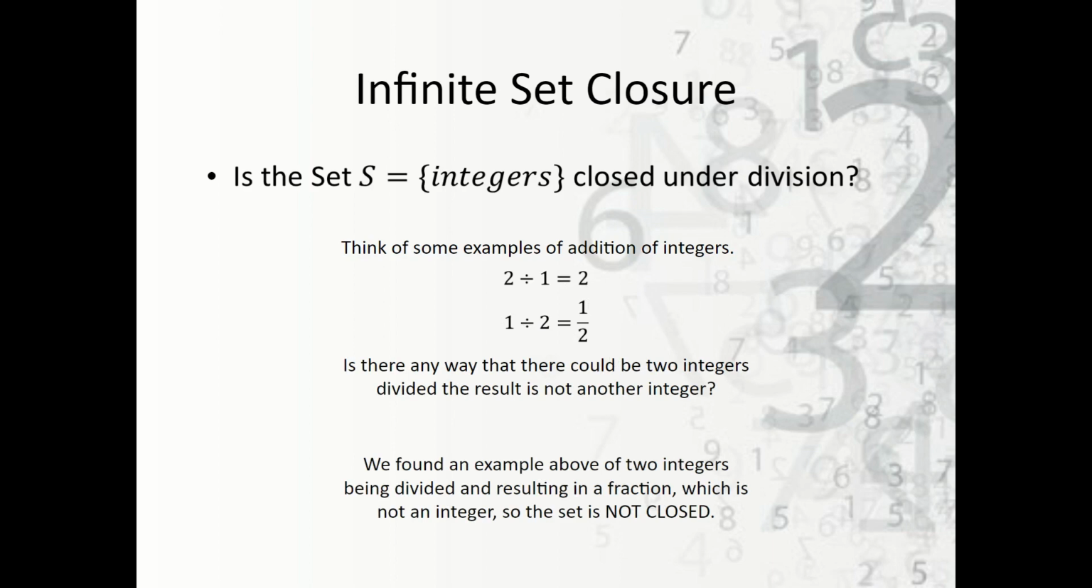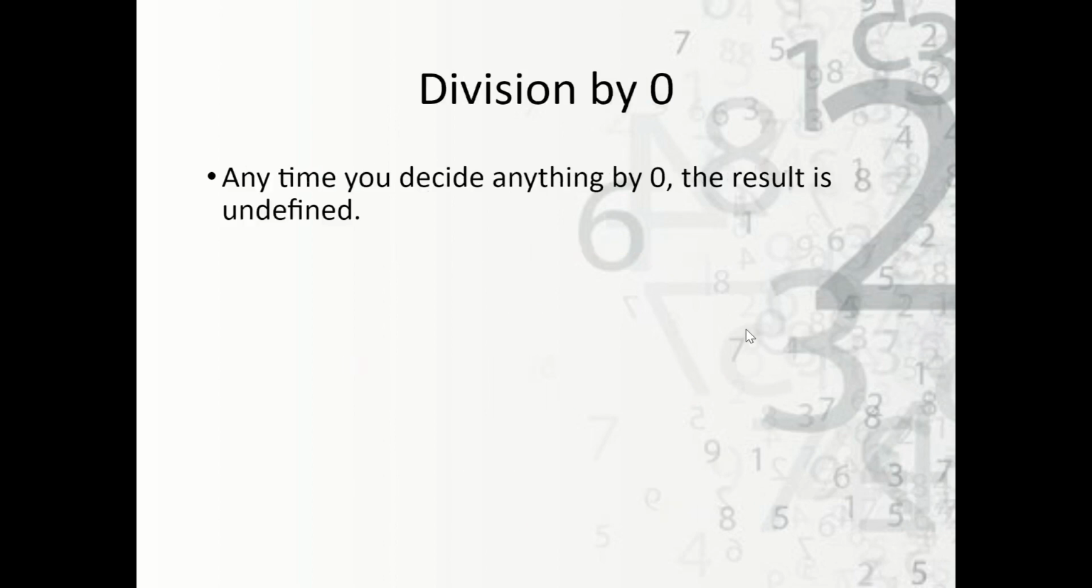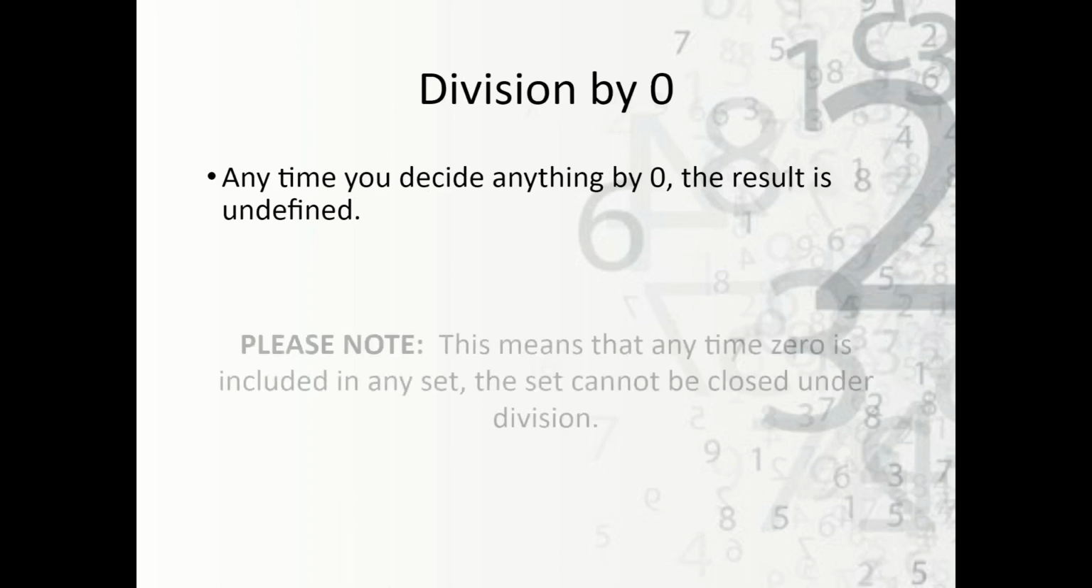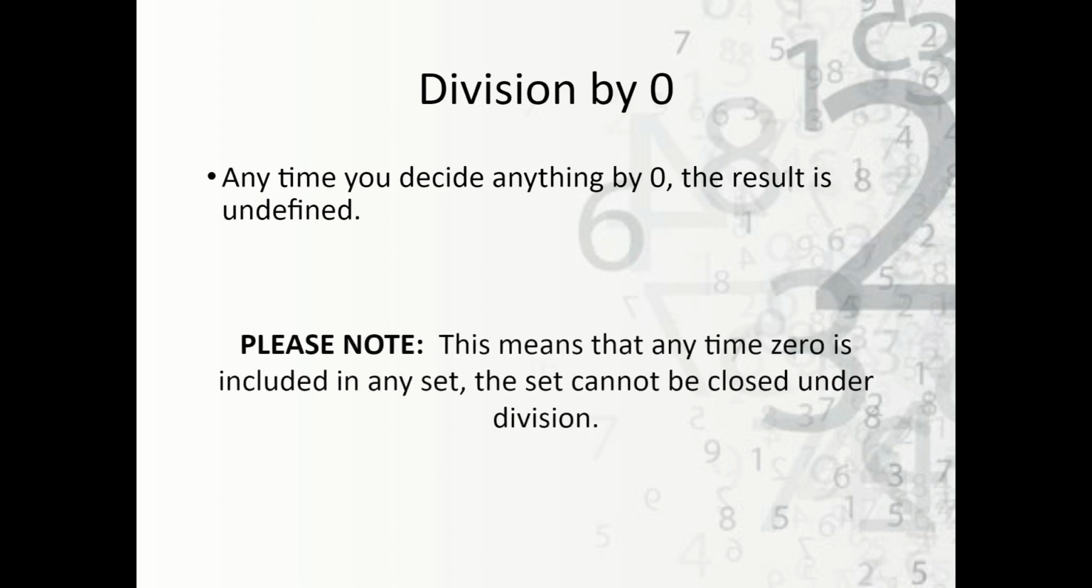Now, there's an easier way for us to be able to tell that this set is not closed. Because I told you last time, if we include 0 in the set, then it is never closed under division because it's undefined. If we divide something by 0, it will always be undefined. So 0 is an integer, so if we were to divide by 0, it would be undefined. Therefore, that previous set would not be closed because of division by 0.